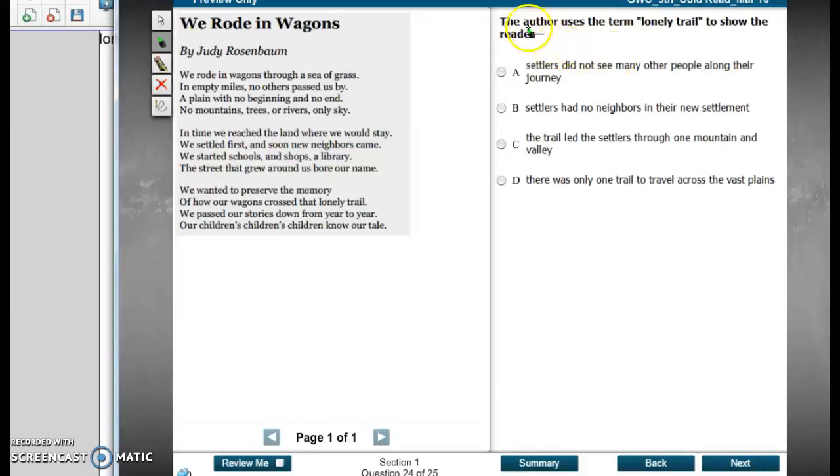All right, number 24. The author uses the term lonely trail to show the reader. So this is one of those author style questions, about the words the author used. What are they showing us? Okay, so we're looking at the words lonely trail.